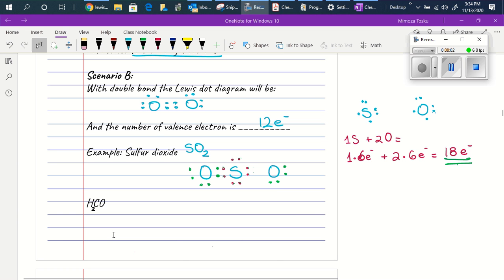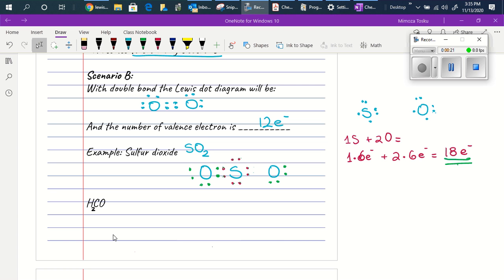So we'll continue now with the second part of the Lewis dot diagram for molecular compounds, where we are dealing with double bonds. And actually, we are looking at H2CO. There is a typo there, so please keep that in mind when we're working with it.